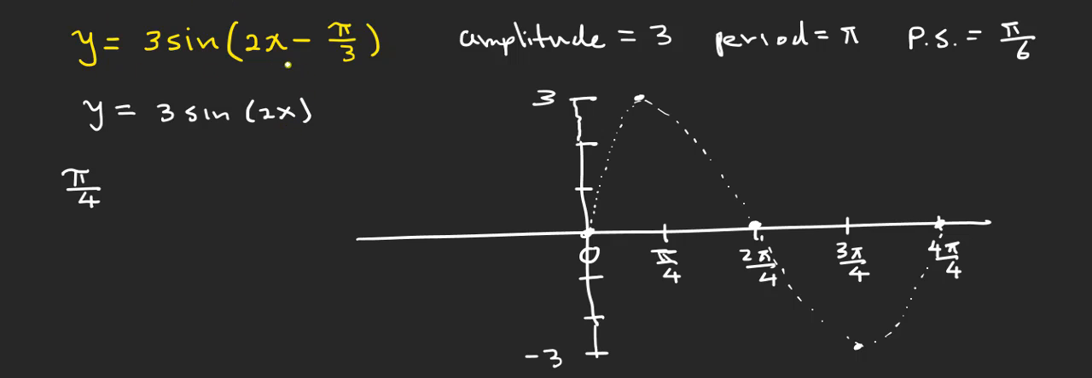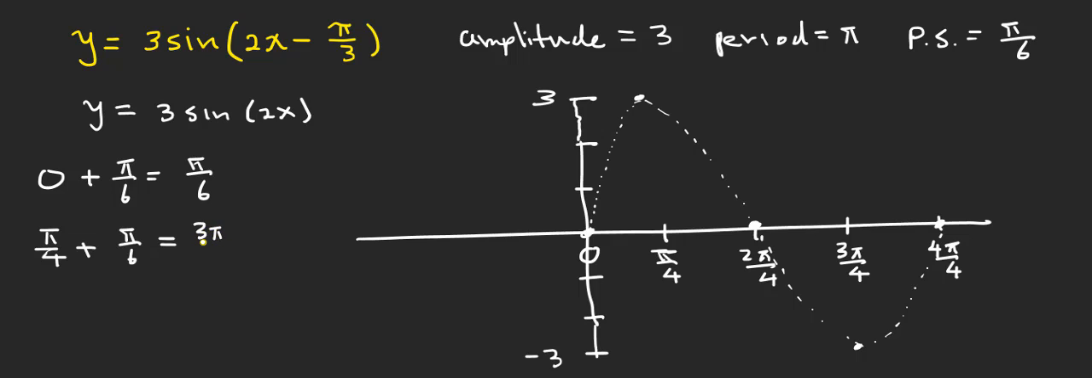Now our goal is to graph this one right here. That means we're going to have a phase shift to the right, pi over 6. So we need to find new x values. In order to find the new x value, you go 0 plus pi over 6, which is going to be pi over 6. And pi over 4 plus pi over 6. So the common denominator is 12. So 3 pi over 12 plus 2 pi over 12, which is going to be 5 pi over 12.